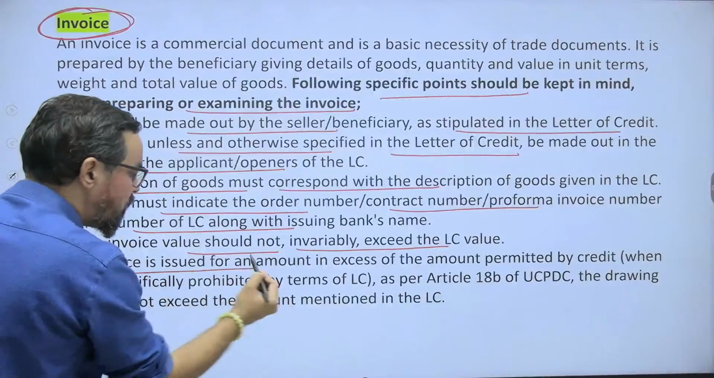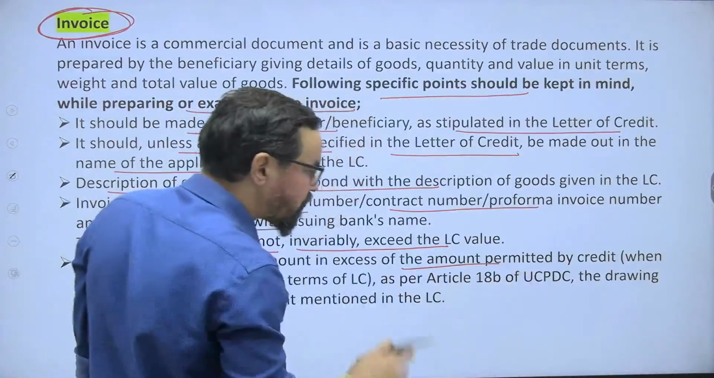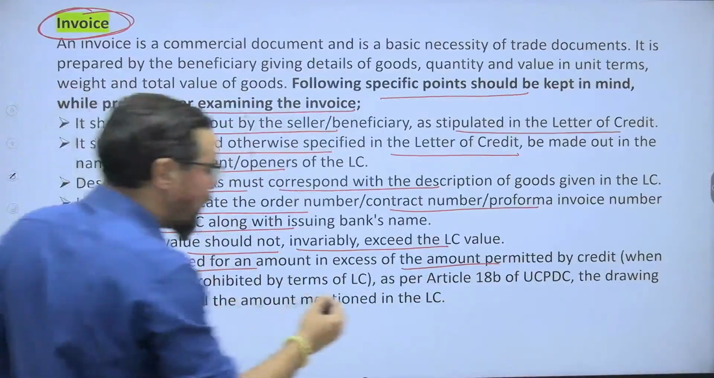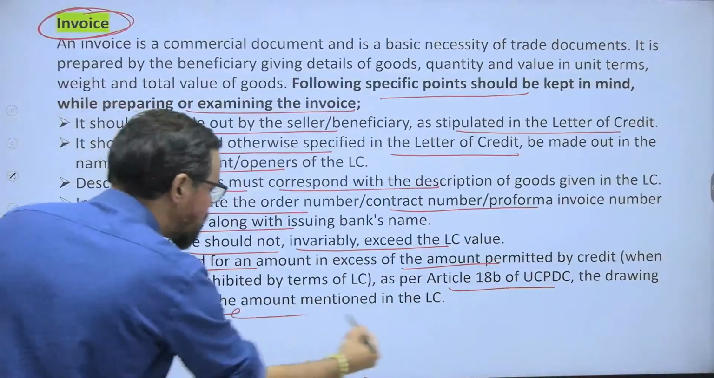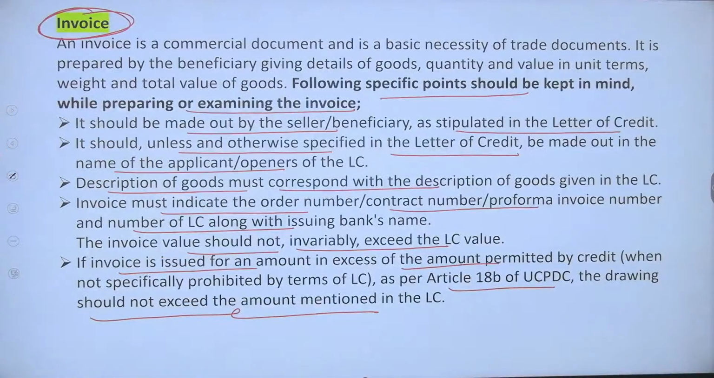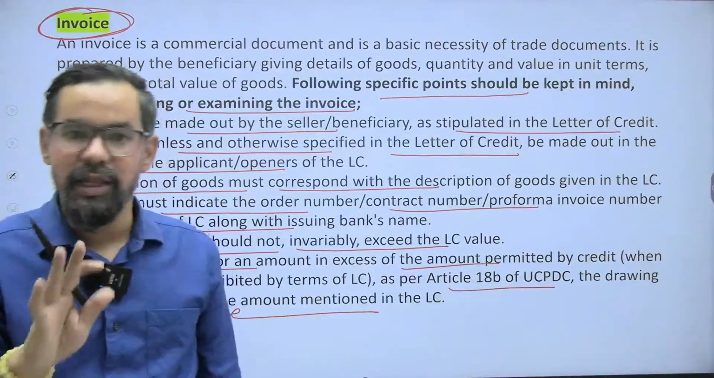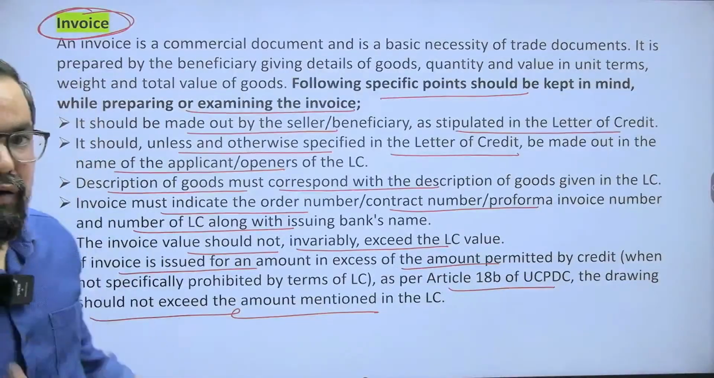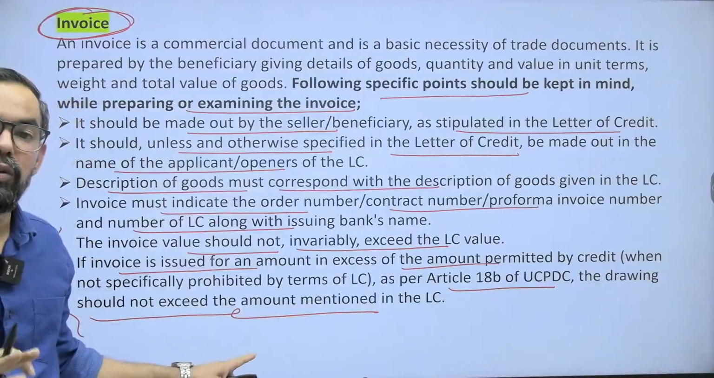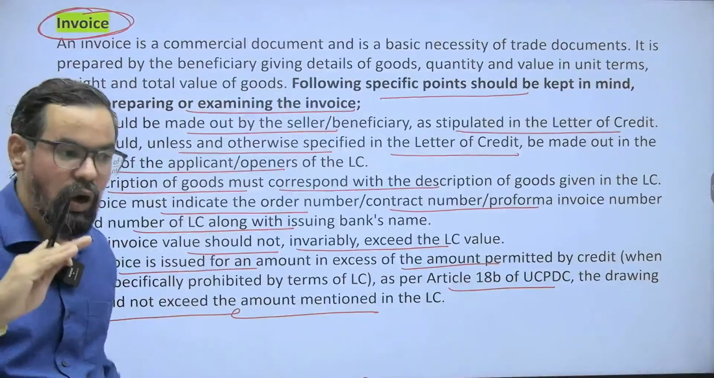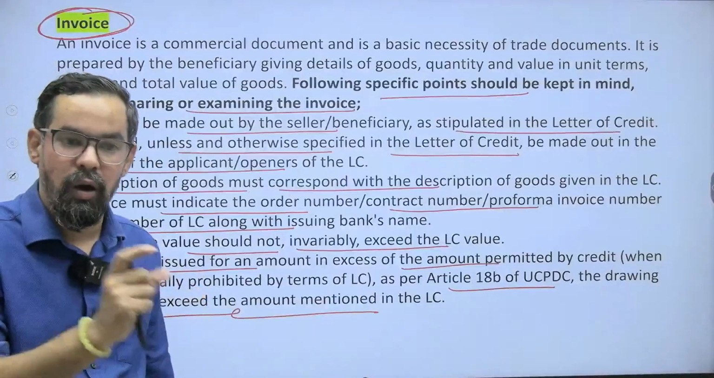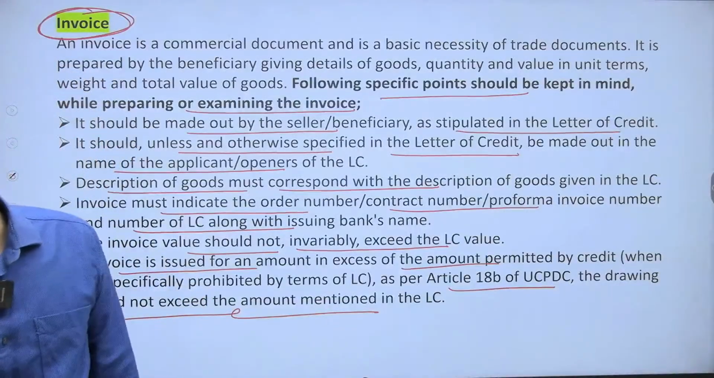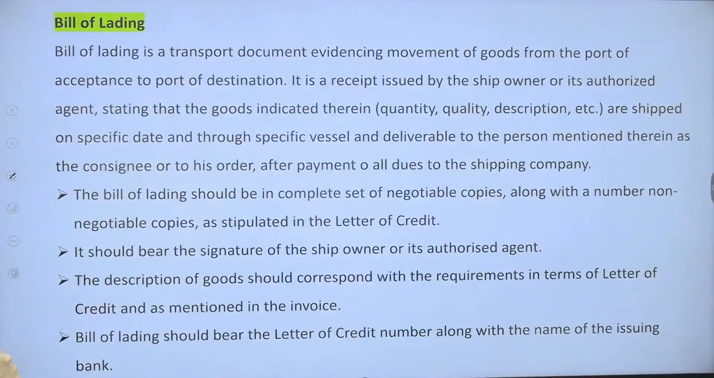If an invoice is issued for an amount in excess of the amount permitted by the credit, as per Article 18B of UCP the drawing should not exceed the amount mentioned in the LC. Let's say the LC value is 10 lakh rupees and the invoice value is 12 lakh. So the maximum amount payable by the opening bank will be 10 lakh rupees. We cannot exceed the amount mentioned in your LC document. So LC is the primary instrument which we are using as a benchmark in this case as well, right? If you have any doubt, please do let me know.